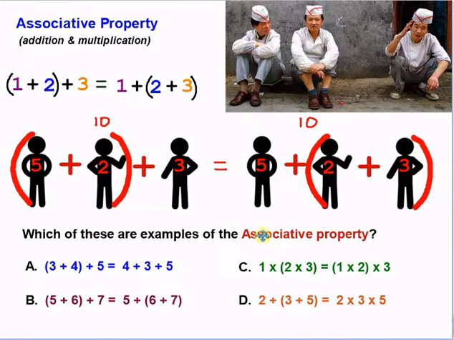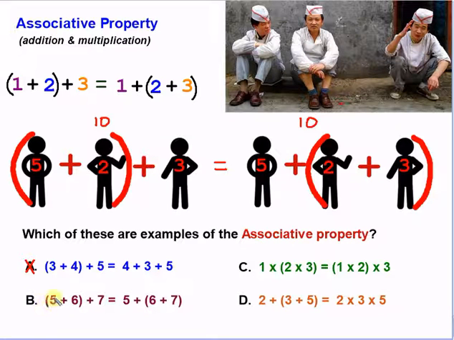Which of these are examples of the associative property? 3 plus 4 plus 5 is equal to 4 plus 3 plus 5. Now it's true that if you add these together on this side, you'll get the same answer as you get on that side. But it is not an example of the associative property because the numbers are not in the same order. 3 plus 4 plus 5 on this side, 4 plus 3 plus 5 on the other side. Doesn't work if they're in different orders, so that is not an example of the associative property.